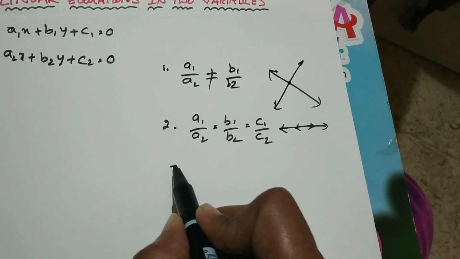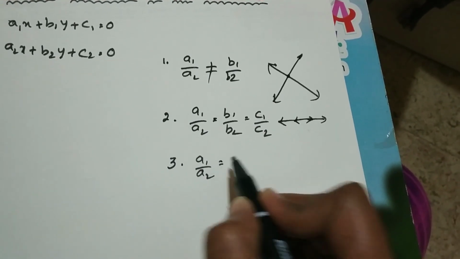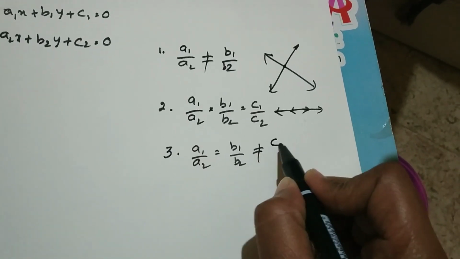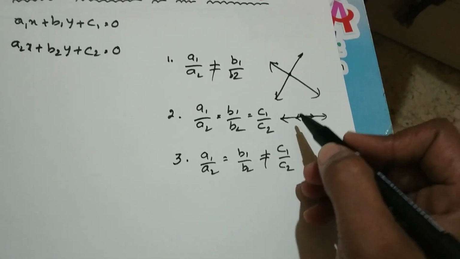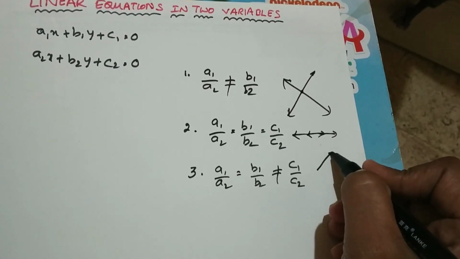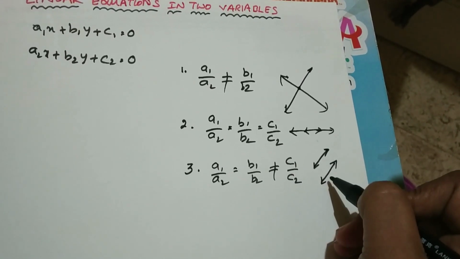And the last one, the third point: a1 by a2 is equal to b1 by b2 is not equal to c1 by c2. If it is like this, you are going to get parallel lines as the solution. In the graph you will get parallel lines.